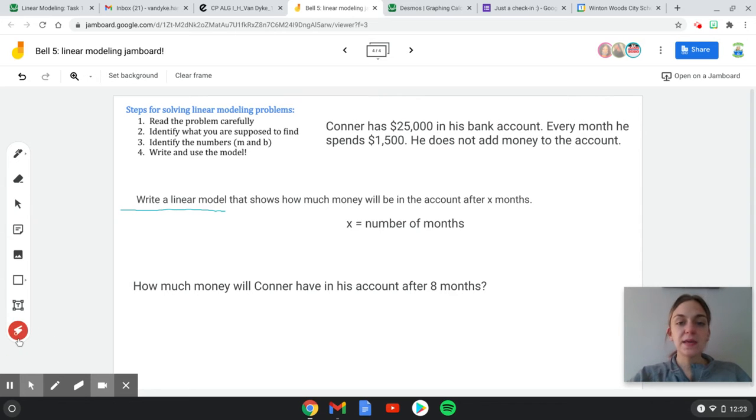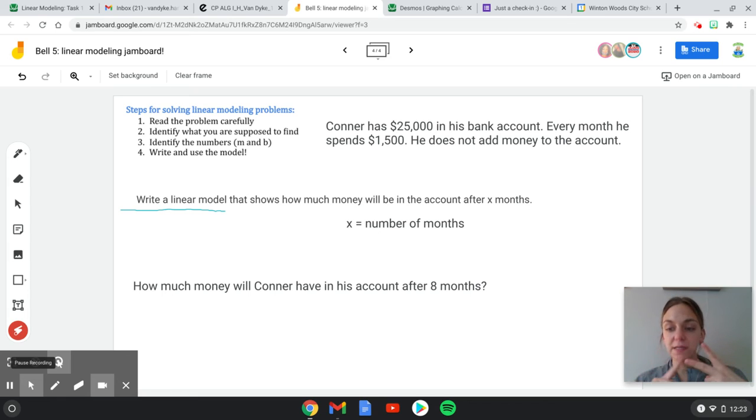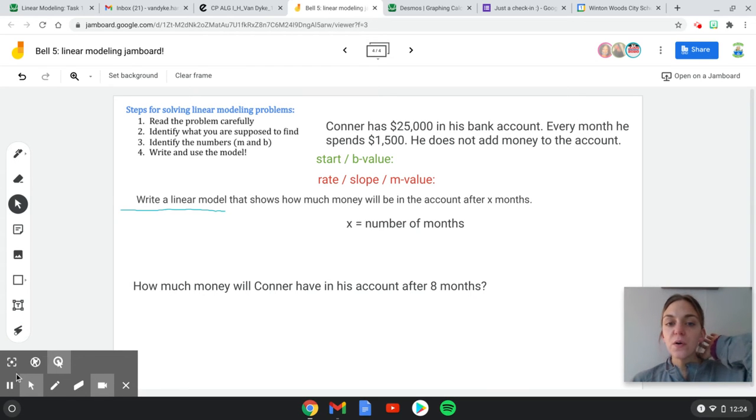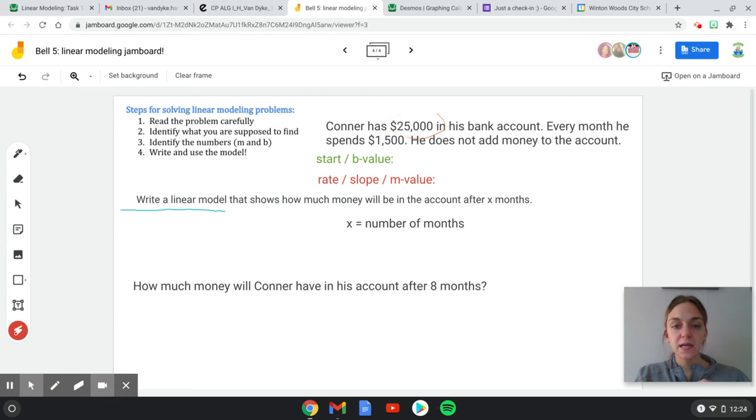So I'm going to come up here and I need to find my starting value, or my B value, and I need to find my rate, my slope, my M value. Those all mean the same thing, okay? So my starting or my B value will be in green, and then my rate, slope, M value I'll put in red. So I've got two numbers here, 25,000 and 1,500.